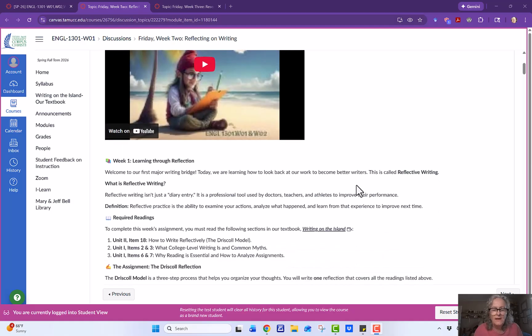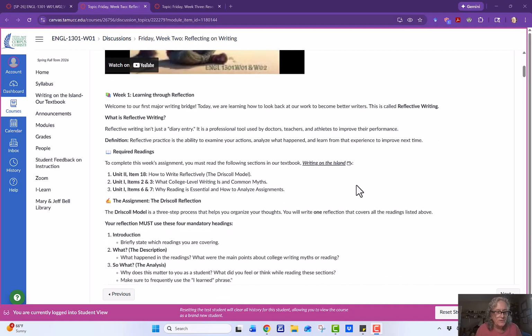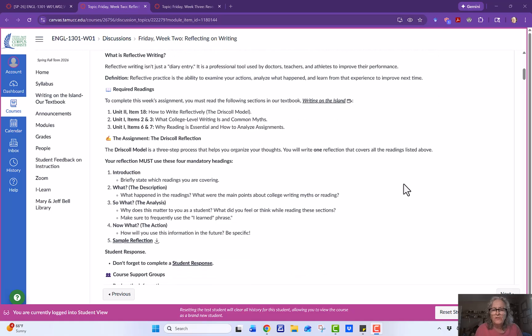Week 2, everyone in total, you're grasping the concept of the Driscoll method of reflective writing. So good on everybody! Some areas that we need to work on.